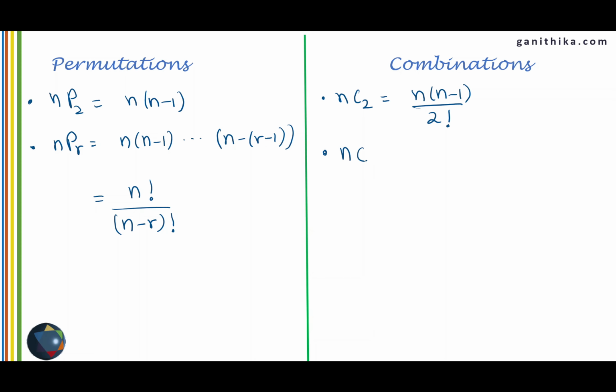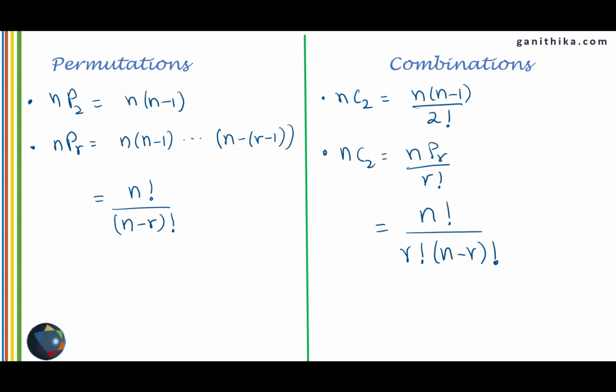Whereas for nCr, we already know that it is nPr over r factorial. That should be nCr, not nC2. nCr is equal to nPr over r factorial. Using the formula we just saw for nPr, this will be n factorial over r factorial times n minus r factorial, because n factorial over n minus r factorial is nPr. Therefore, the formula for nCr is n factorial over r factorial times n minus r factorial.